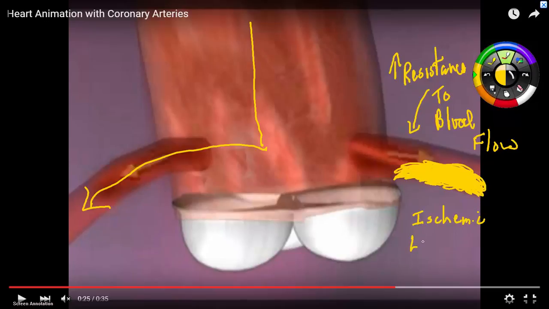Ischemia means lack of blood flow. And if the heart is ischemic, if you cut off blood supply to any part of the body, the first thing that's going to happen is you are going to get pain. So these people get chest pain. Why are they getting chest pain? Because there is lack of blood flow to that area of the heart.